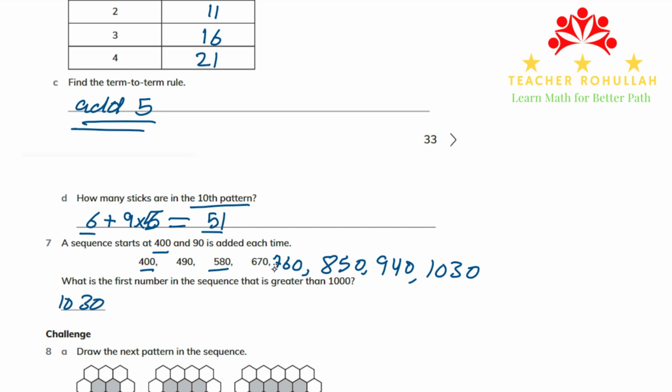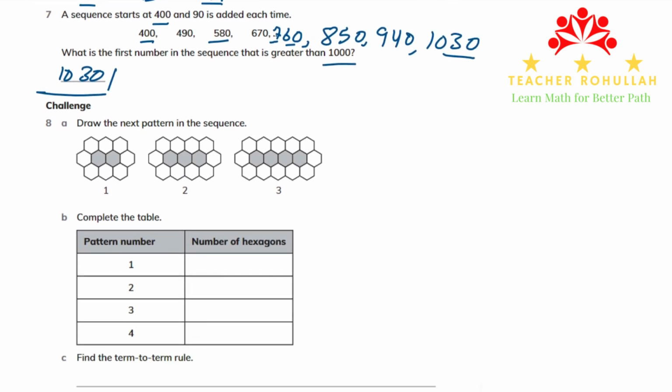So the first number is 1030. As I said, the hundreds increase by 1 and the tens decrease by 10. So from 60 we get to 50, from 50 to 40, and from 40 we get to 30. So the first number greater than 1000 is 1030. Well, question 7 is also solved. Let me scroll down to question number 8.